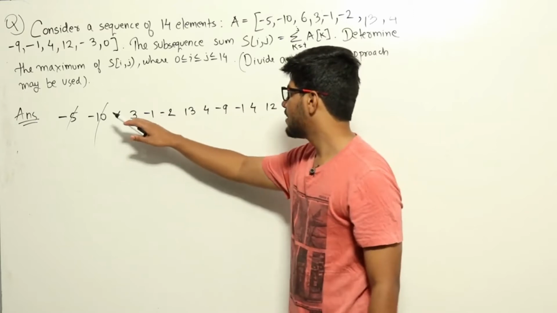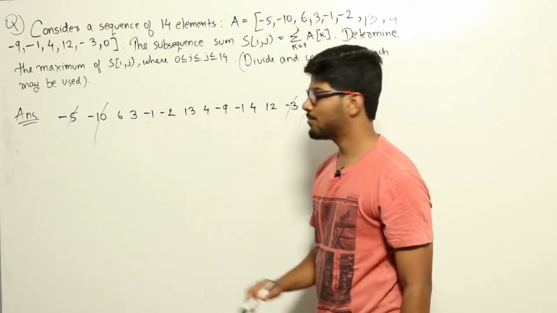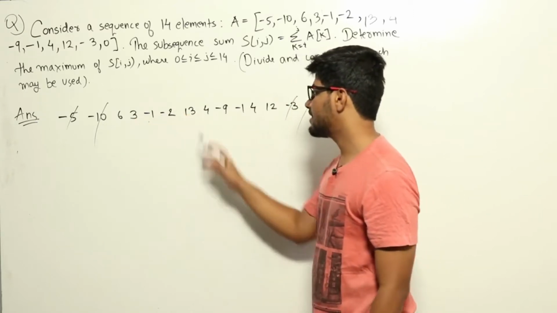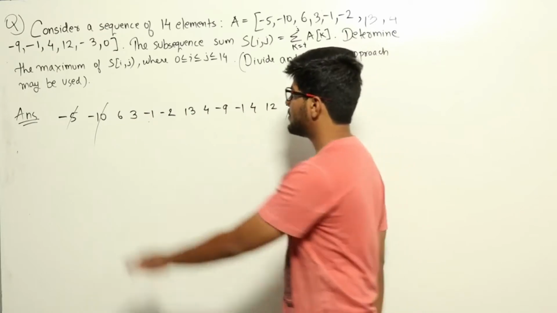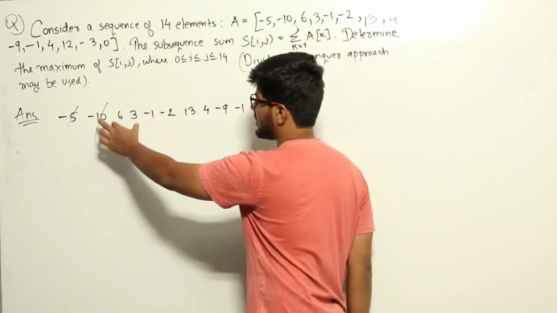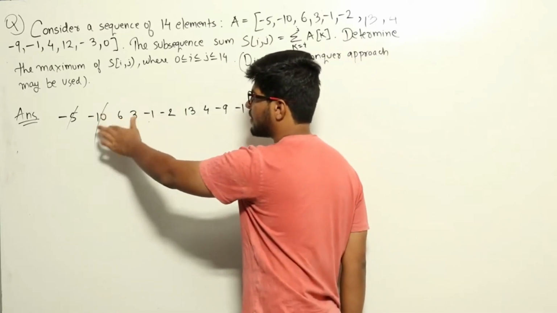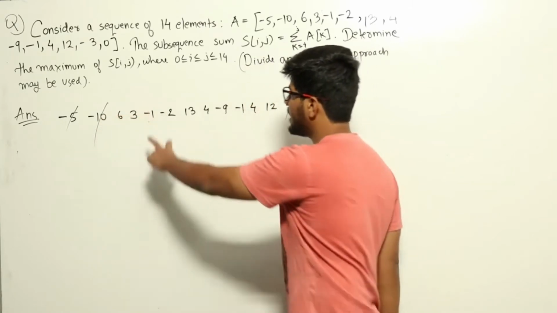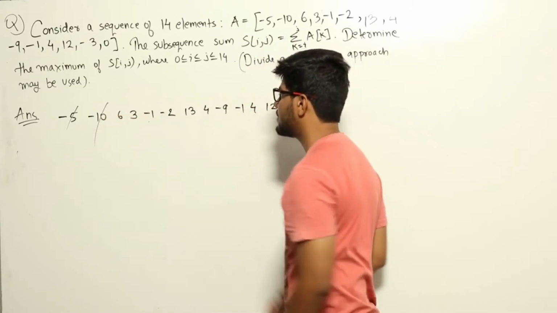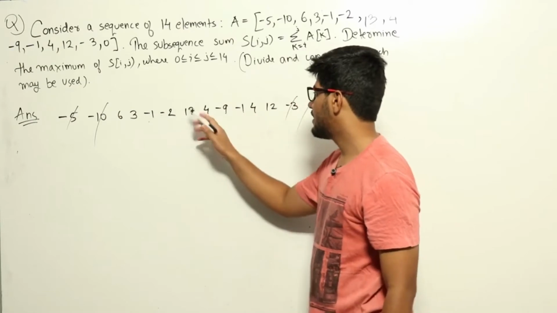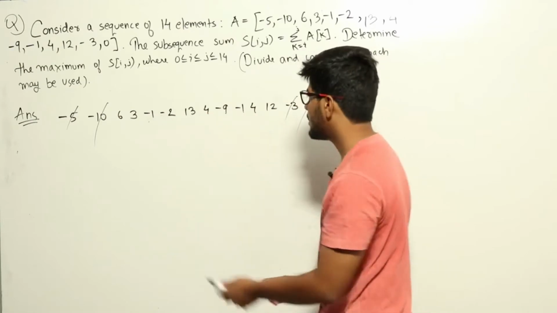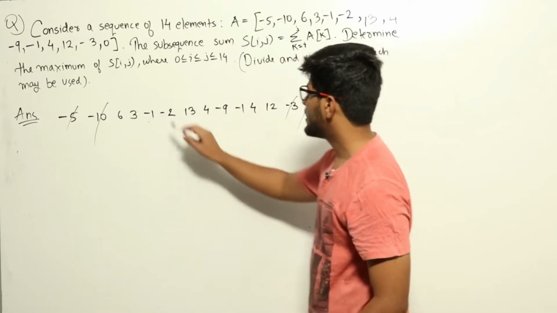So if I take all of these 5 numbers, the total sum would be 6 plus 13, that is 19. So which means that if I was not taking these two numbers, I should have stopped the sequence at 6 and 3 only, that will give 9 only. But if I take these two negative numbers and this number as well, the sum will increase to 19 from 9. Now that is a very good thing for us. So we'll take these two as well.